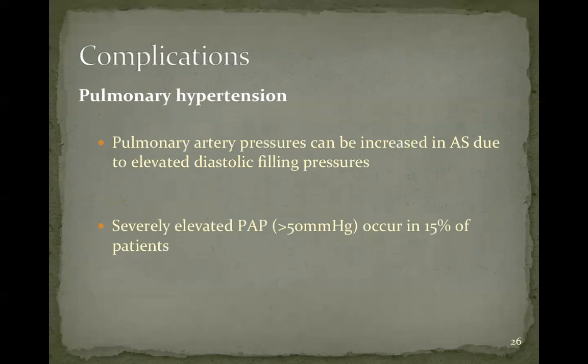You have pulmonary hypertension. Pulmonary pressures will be increased in AS due to elevated diastolic filling pressures. You may see severely elevated pulmonary pressures greater than 50 millimeters of mercury, and this can occur in up to 15% of patients with AS.